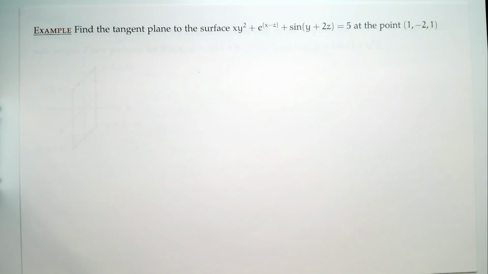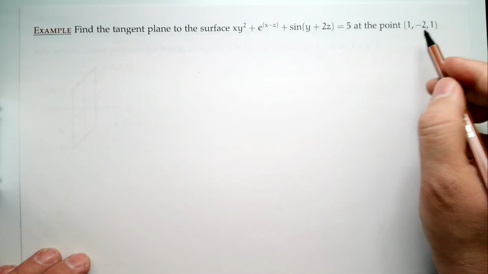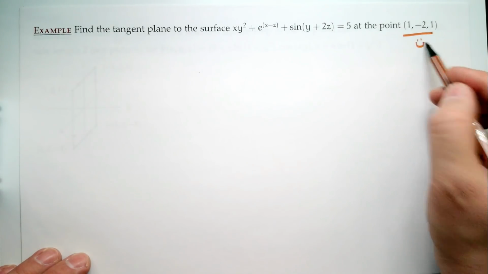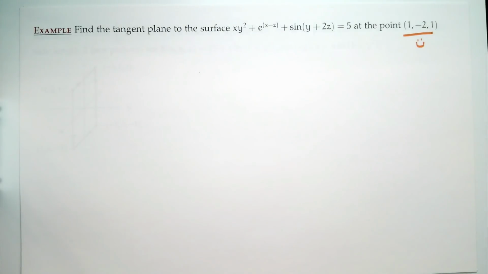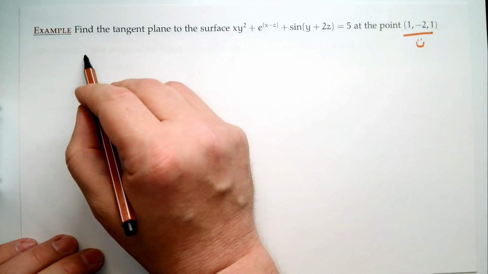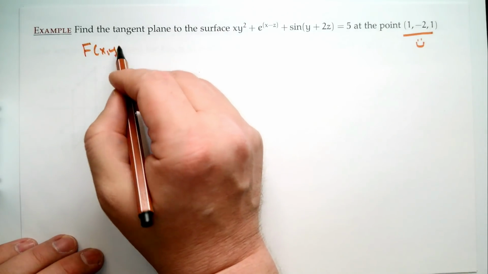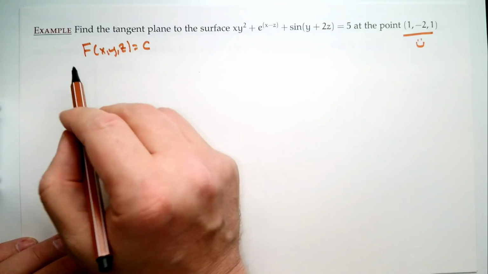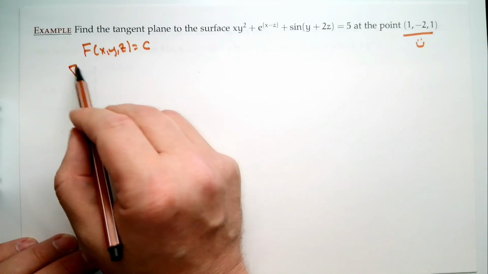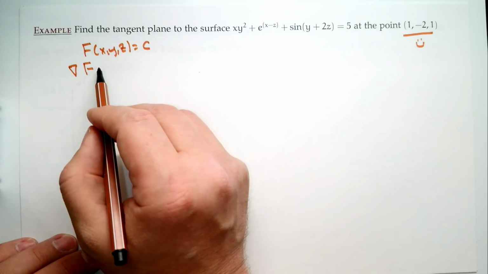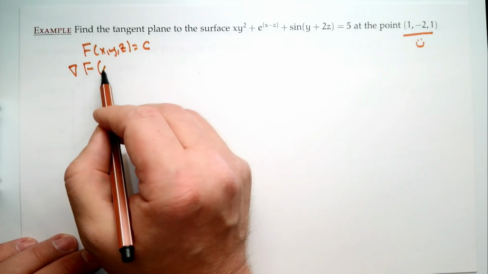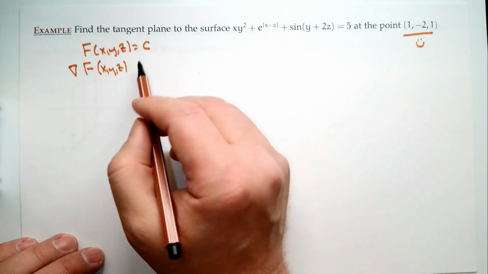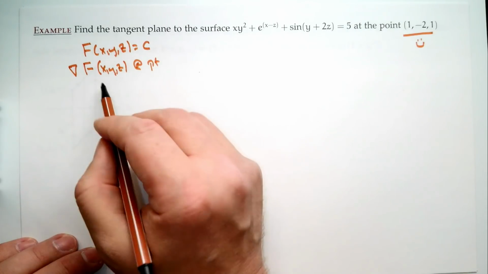Now, the good news is if you need a plane, you need to have a point. Okay, that's good news. We have our point. But the other thing is we need to have our normal vector. So if you're in the situation where you have f of x, y, z equal to some constant c, then to find your normal vector, this is where you use your gradient. So the gradient of f at our point gives the normal.